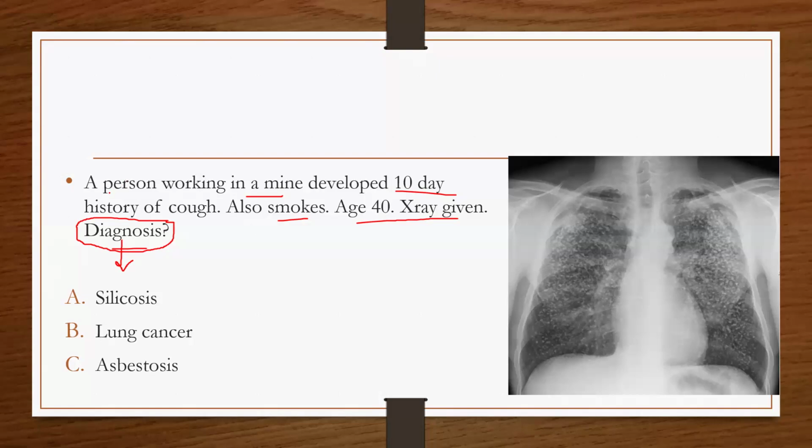So for today's one, let's see, this is a person working in a mine. So it's a keyword, developed a 10-day history of cough, and he also smokes, age is 40, and the X-ray is given. So this is a person working in a mine, coming with a cough, and there's an X-ray which is given. So now coming on to this X-ray.